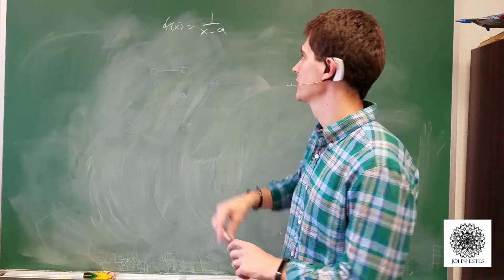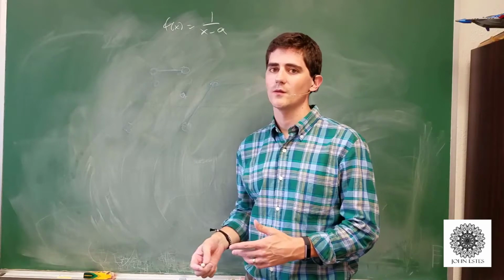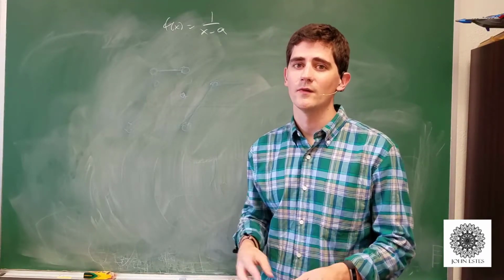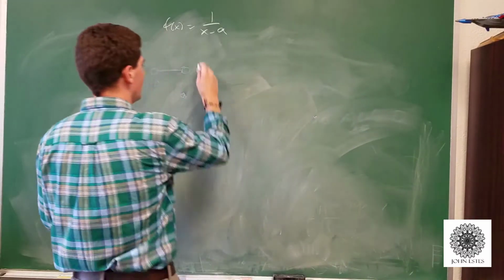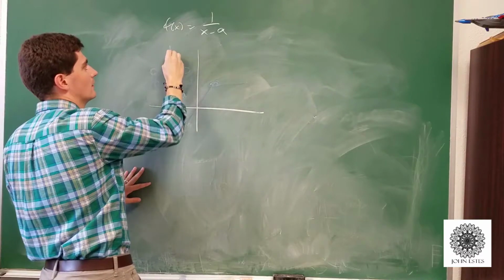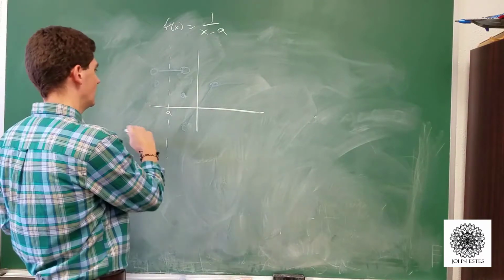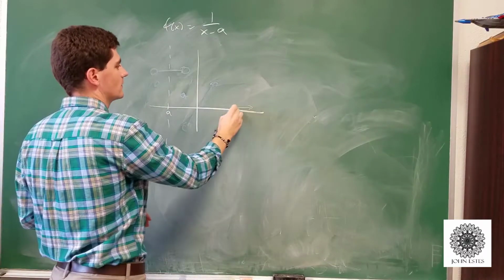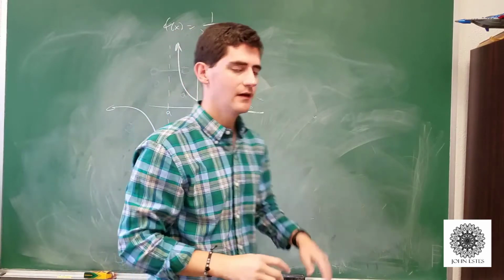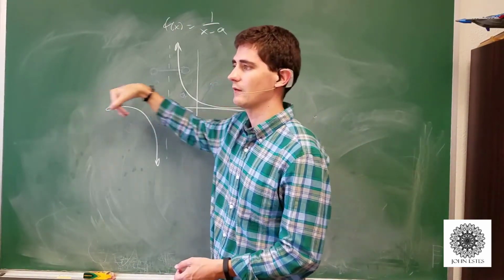Okay, let's look at the function 1 over x minus a. This is a common thing that shows up in calculus. It's a good thing to know. Some textbooks don't mention it, but I think it's very useful. If I graph this, at a I have a vertical asymptote, and you have a horizontal asymptote at 0. Above a, you kind of curve up, and below a, you kind of curve down.